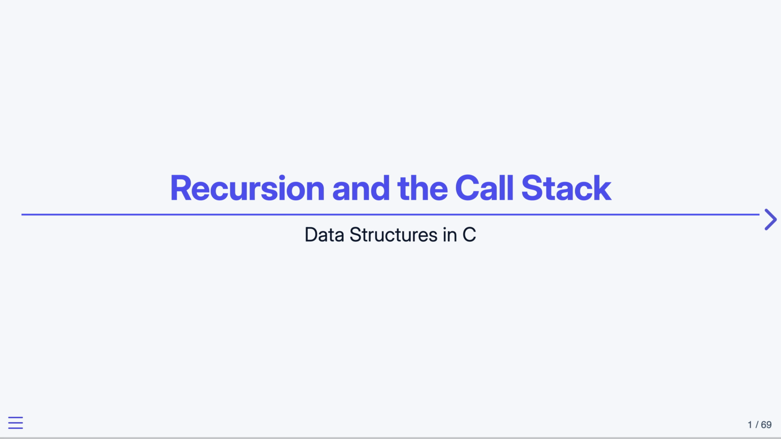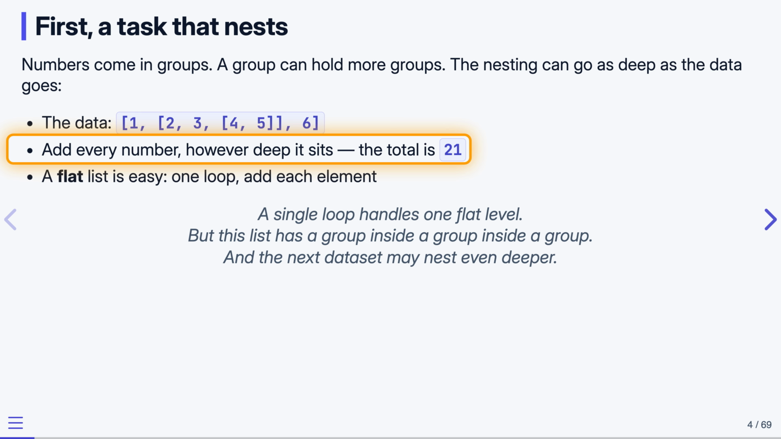Let's look at a real task. Numbers come in groups, and a group can hold more groups. The first line shows the data, a list with numbers and smaller groups of numbers inside it. We want to add every number, no matter how deep it sits. For this data, the total is 21.